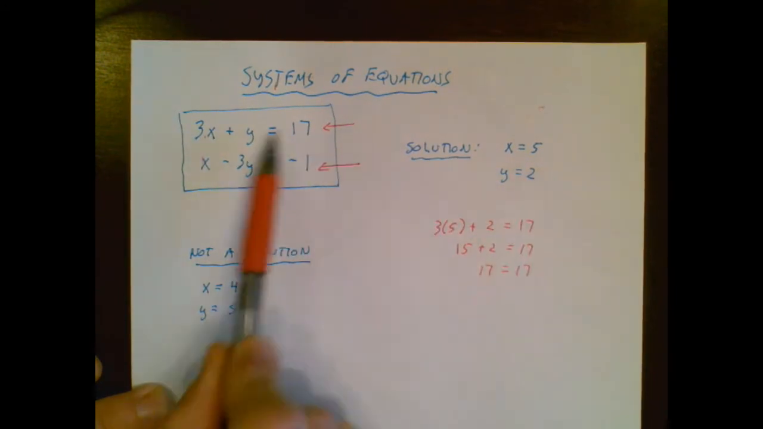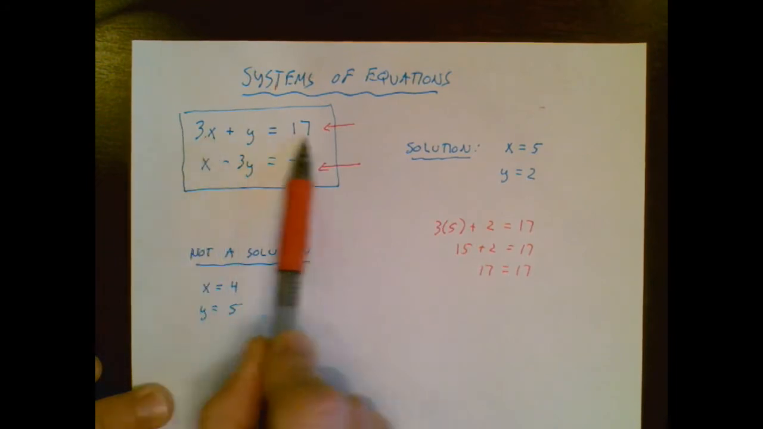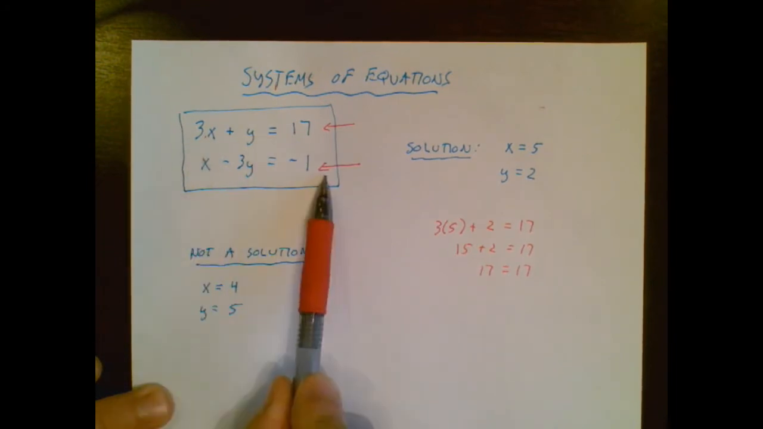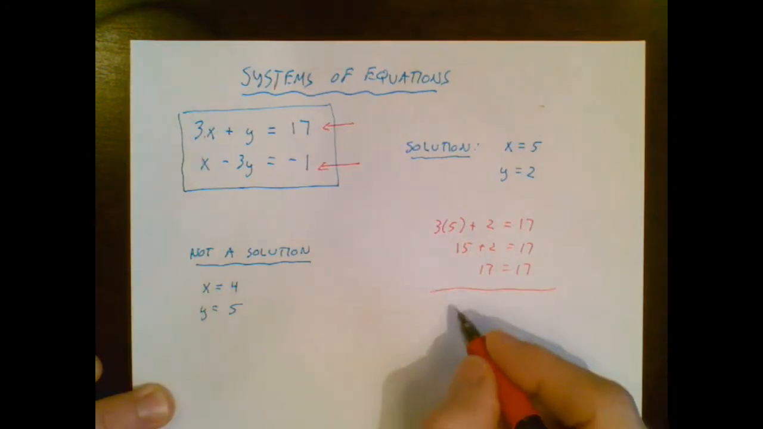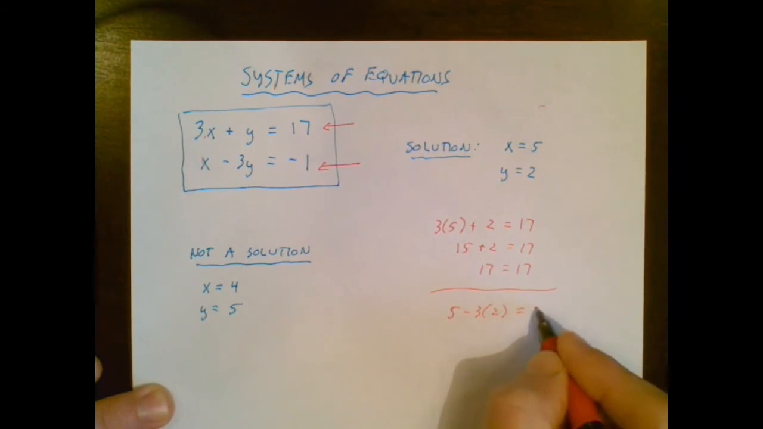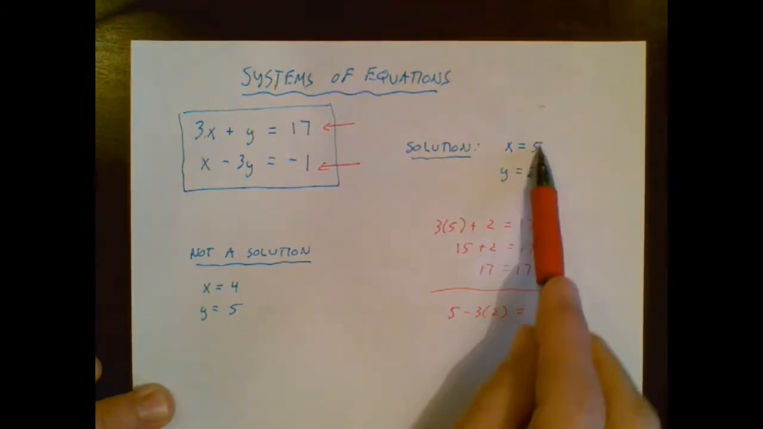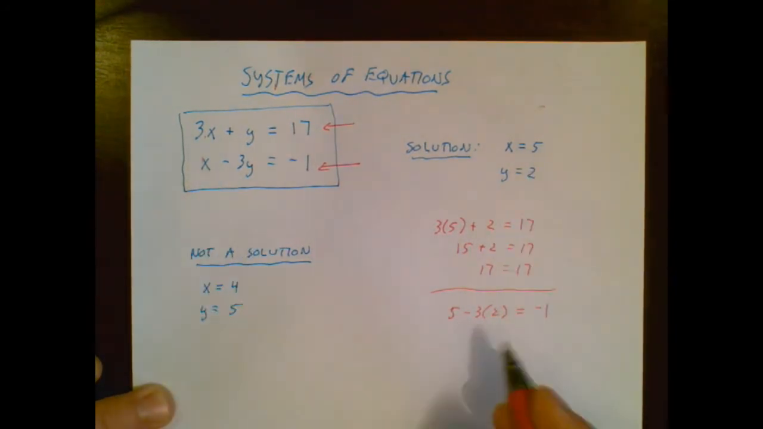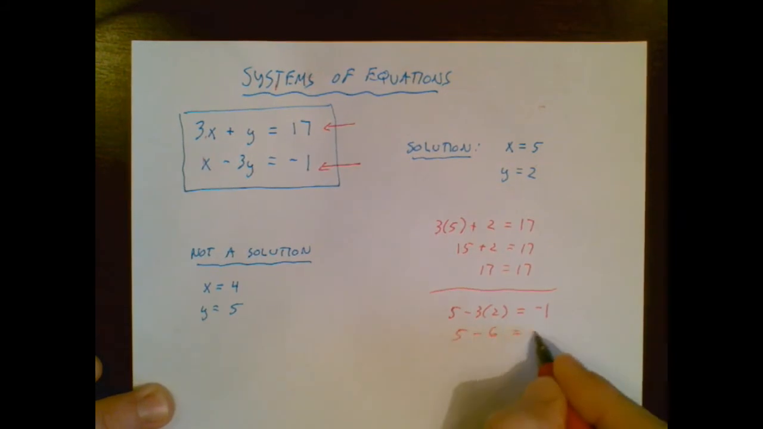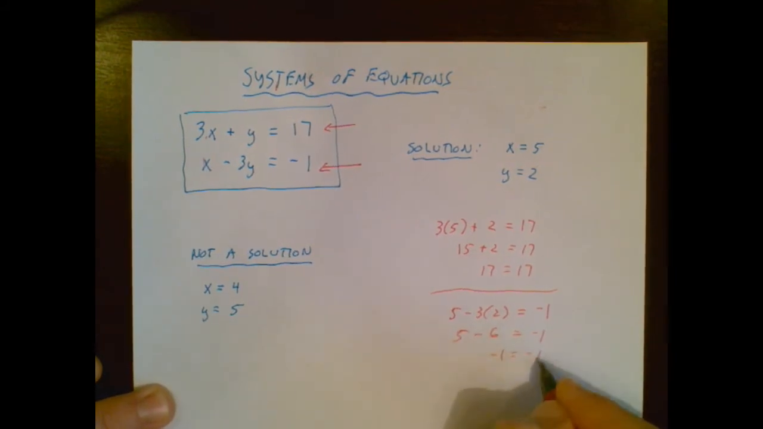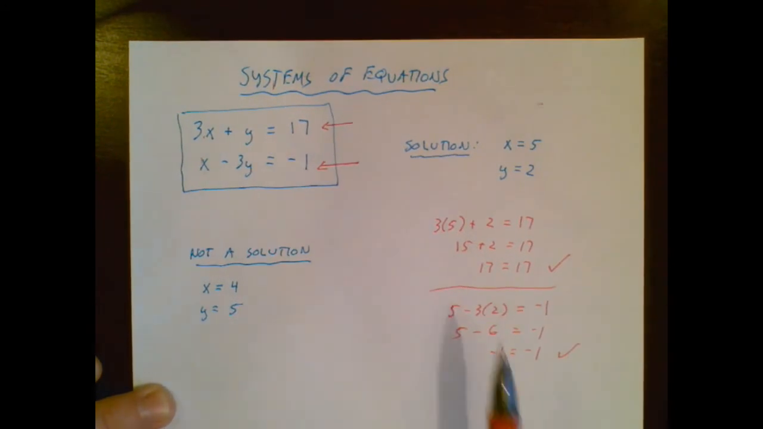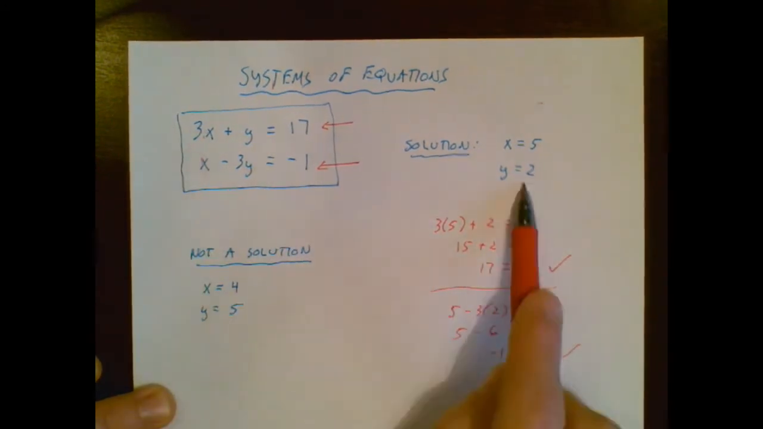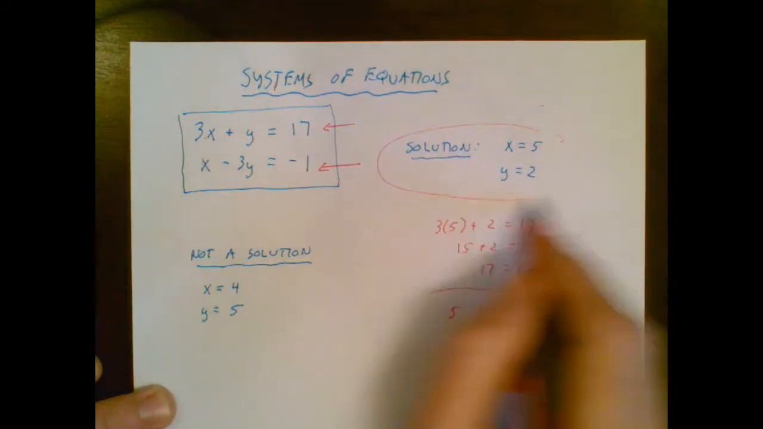But for this to be a solution for the whole system, it has to work in the first equation and the second equation. So now I need to plug 5 and 2 into the second equation. 5 minus 3 times 2 equals negative 1. Those went in there and there. So I get 5 minus 6 equals negative 1. Negative 1 equals negative 1. I'm happy and I'm happy. Because this worked in both equations, this is a solution.